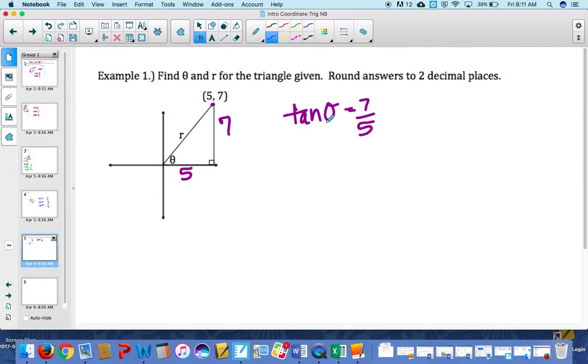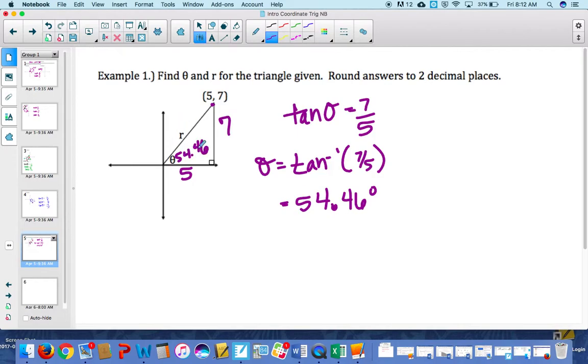And to get theta by itself, we're going to have to do tangent inverse. So theta is going to equal tangent inverse of 7 over 5. Make sure your calculator is in degree mode, and you're going to type that in, and you're going to get 54.46 degrees.